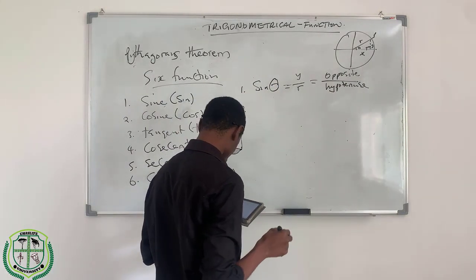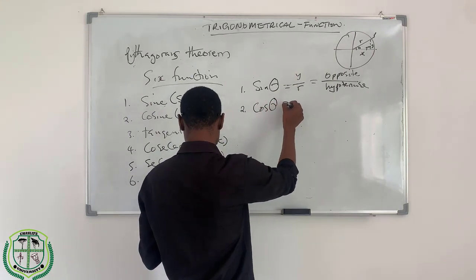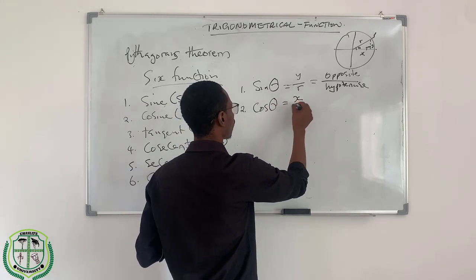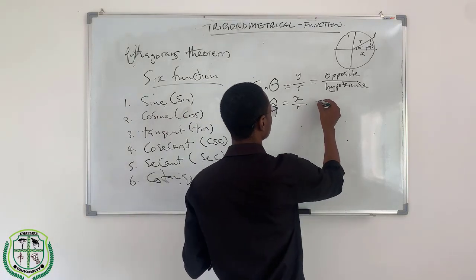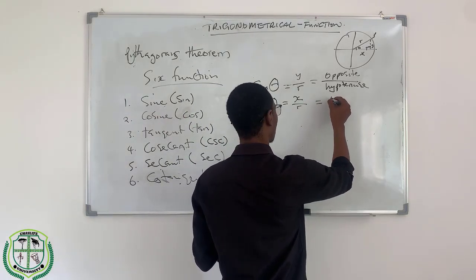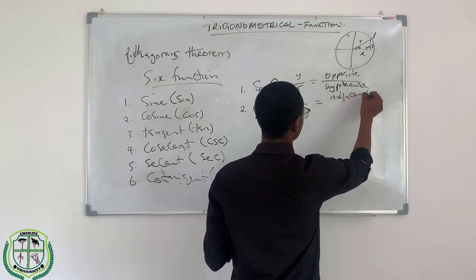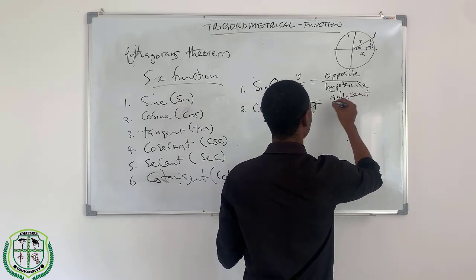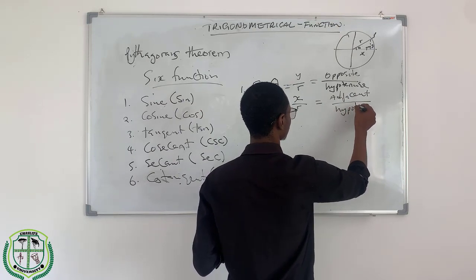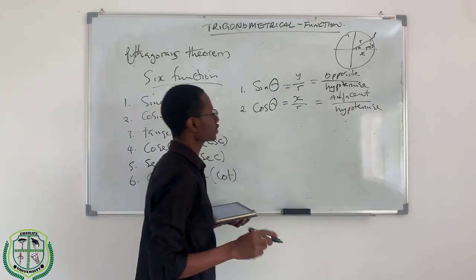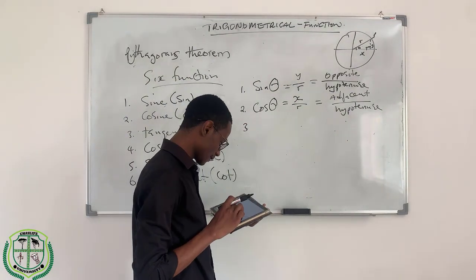Then two, cos theta. Cos theta is given by x over r, which is equal to adjacent over hypotenuse. Let's hope you're following. These are very simple concepts to understand.